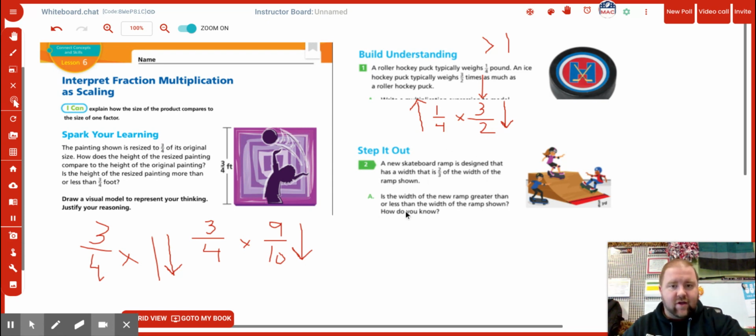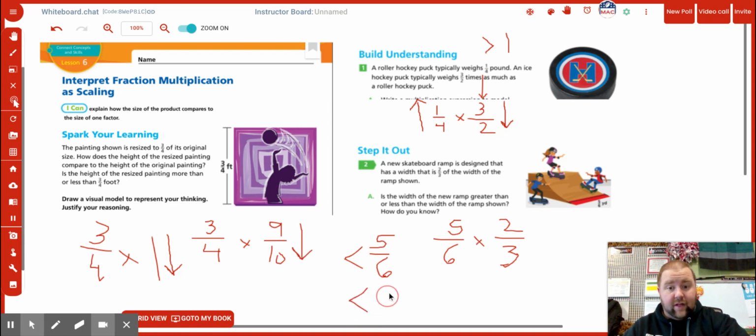All right, so let's look at this next example as well. A new skateboard ramp is designed that has a width of 2/3 of the width shown on the ramp here. It says, is the width of the new ramp greater than or less than the width of the ramp shown? Well, we had 5/6, which is shown. We're saying the new ramp is 2/3 that size. That means it is a fraction of that size. So if they want to know whether it is greater than or less than 5/6, it's going to be less than 5/6 because you're multiplying that by a number that's less than 1.